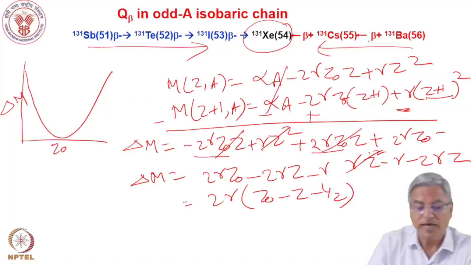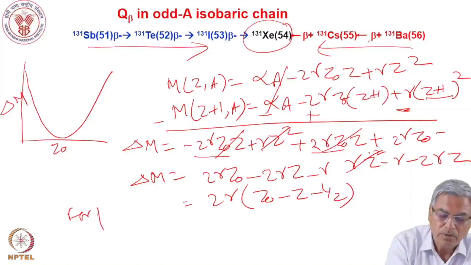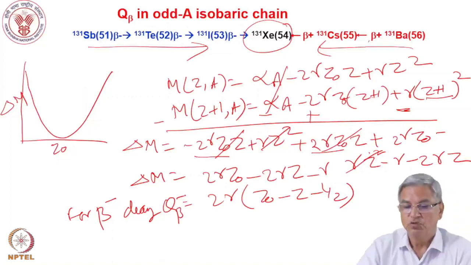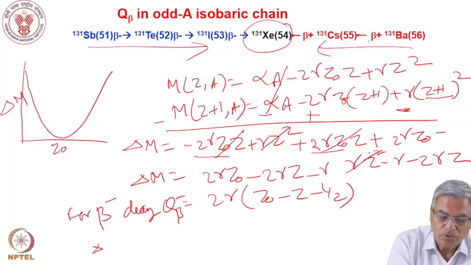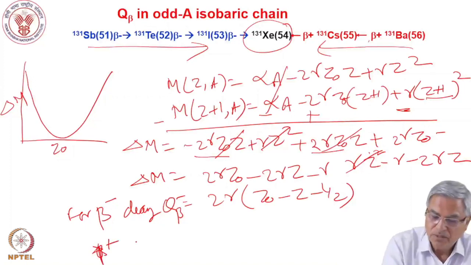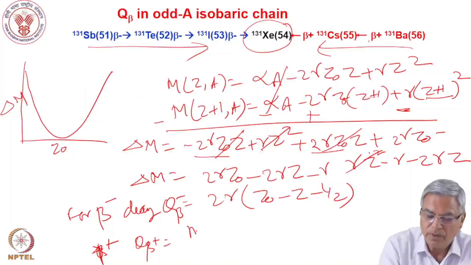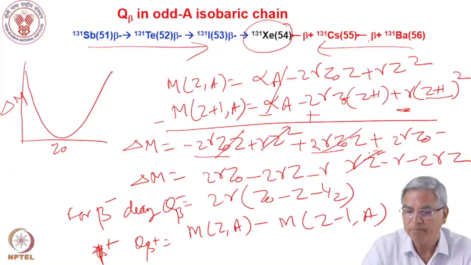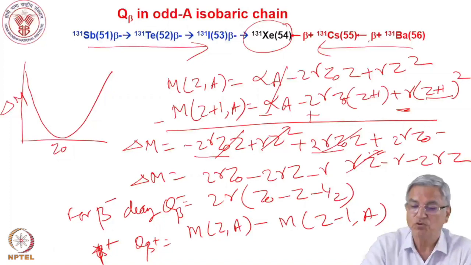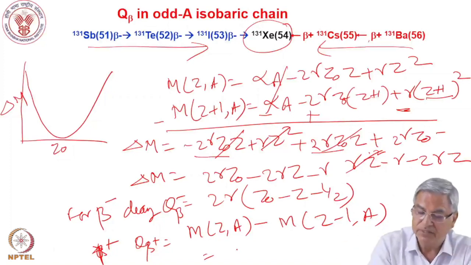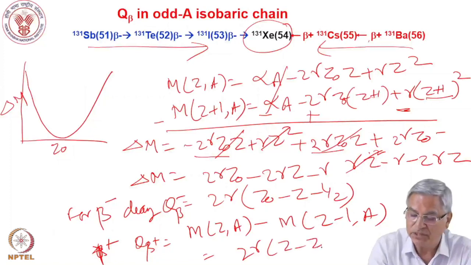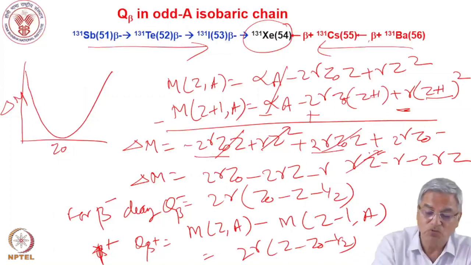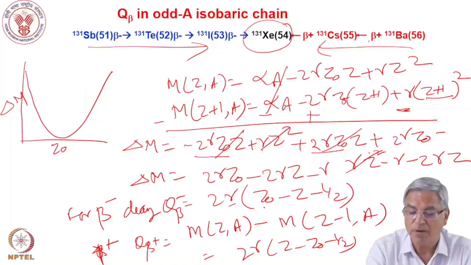Similarly, you can do an exercise. So this is for beta minus decay, Q beta minus equal to this. To do the same exercise for beta plus, then Q beta plus will be M(Z,A) minus M(Z minus 1,A). And this Z minus A, so now you can again do the same exercise and you will find this becomes equal to 2 gamma (Z minus Z0 minus half). So using these expressions, you can find out the Q beta using the local constants gamma and Z0.